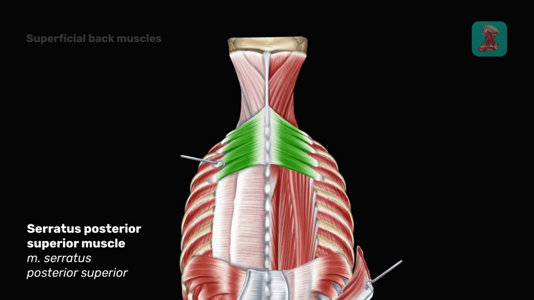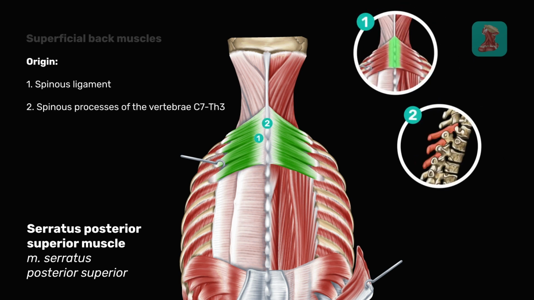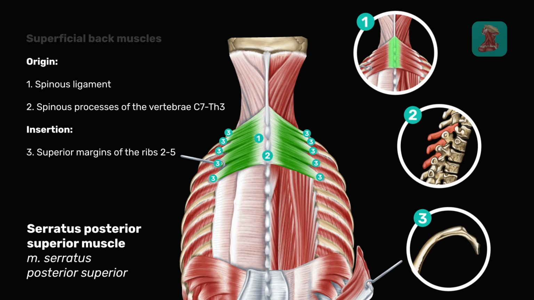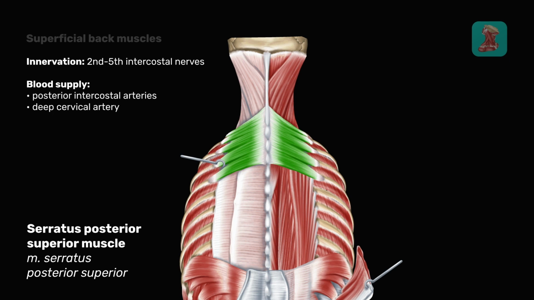The serratus posterior superior muscle. It originates from the spinous ligament, spinous processes of the 7th cervical to 3rd thoracic vertebrae, and inserts into the superior margins of the ribs 2 to 5. Function: it lifts the ribs and participates in the act of inhalation. The following structures innervate the muscle and supply it with blood.